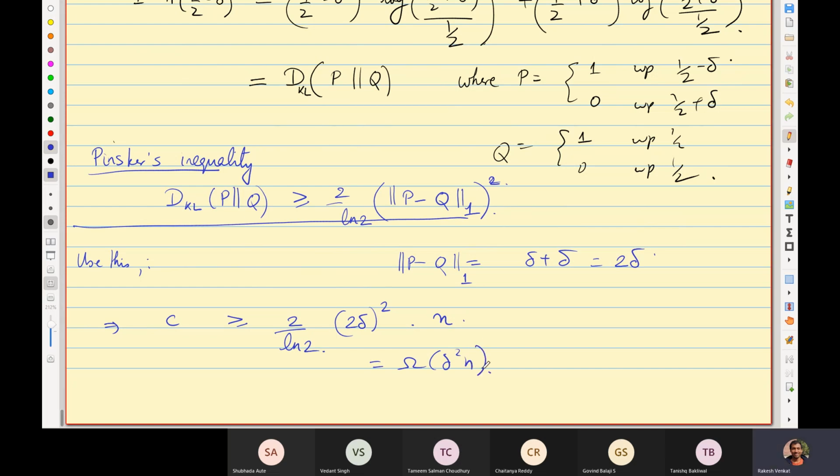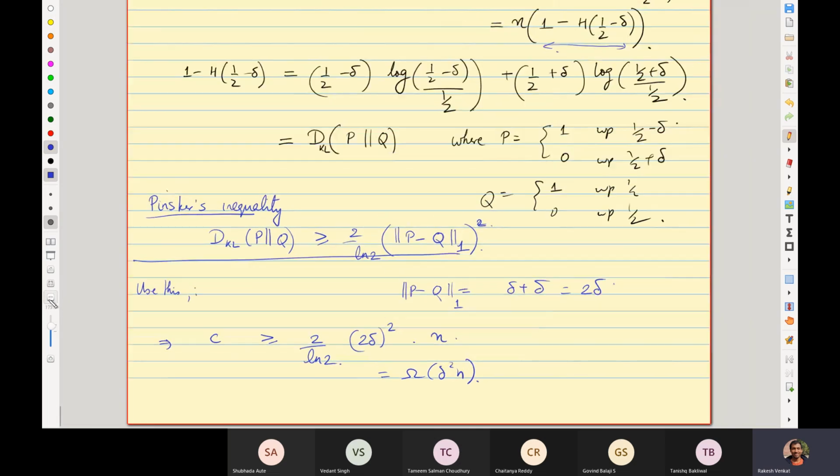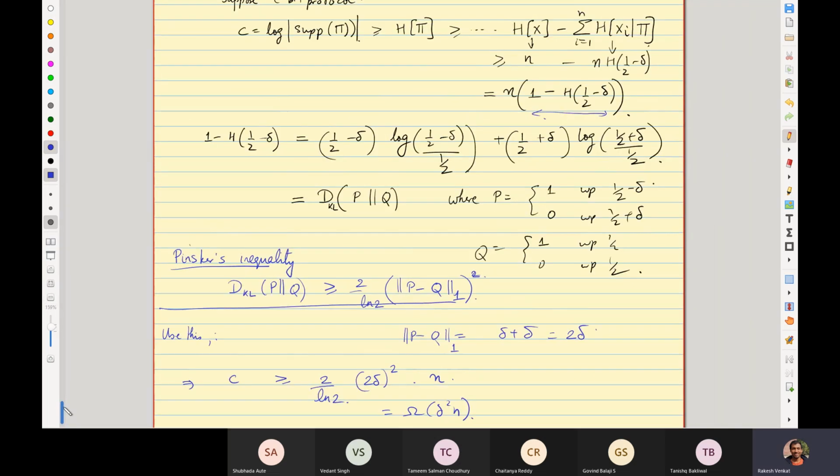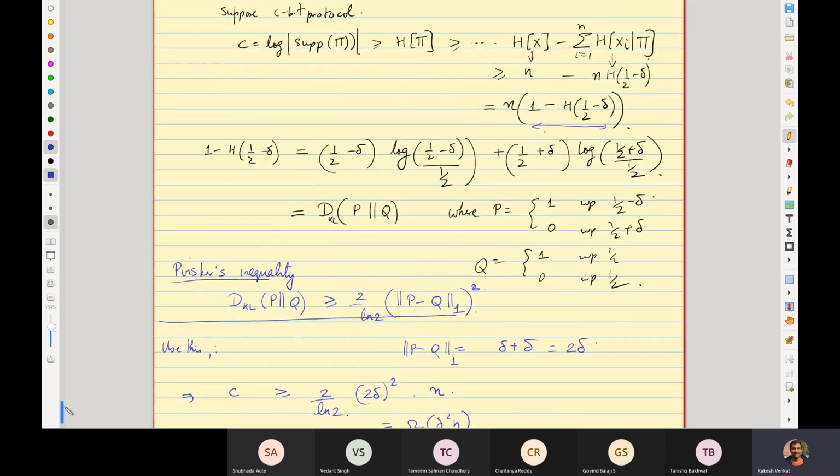So there are quite a few tools introduced along the way. If you have any questions about any of them, please ask. I'll just summarize by zooming outward. Once we got down to this point, n times 1 minus h of half minus delta, we wanted to estimate this quantity. So I expressed it as a distance between two distributions, where the distance function, I could not call it a distance, because it's not really symmetric between P and Q, where P is this half minus delta, half plus delta bit probability, and Q is the uniform distribution.